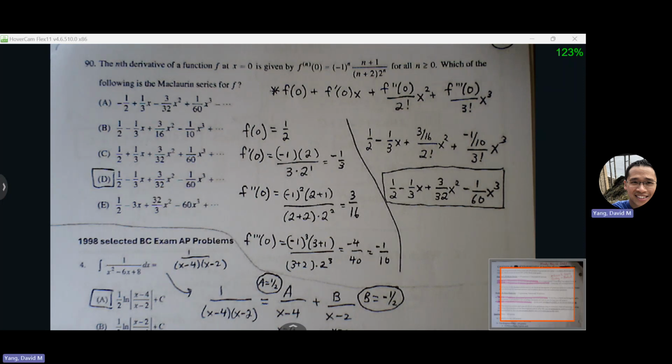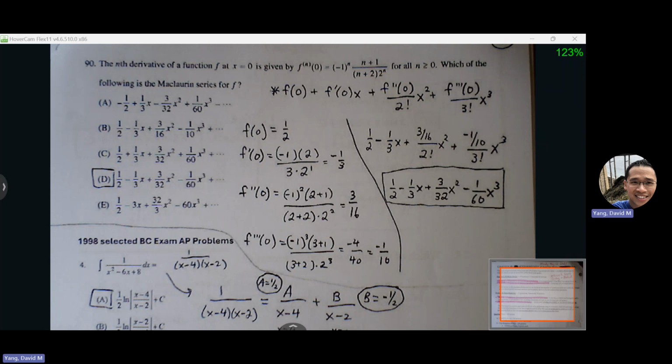So f of 0 is 1/2. So 1/2 gets plugged in for that. F prime of 0 is negative 1/3. Negative 1/3 gets plugged in for f prime of 0. F double prime of 0 is 3/16. So that gets plugged in for that. But then we still have to divide that by 2 factorial. The rule is only giving us a portion of the series. And then the fourth derivative of 0 is negative 1/10. So that goes in that space, and then that cleans up to what we see there.